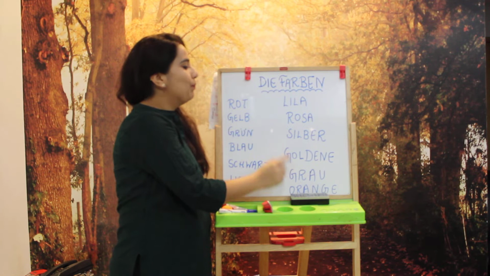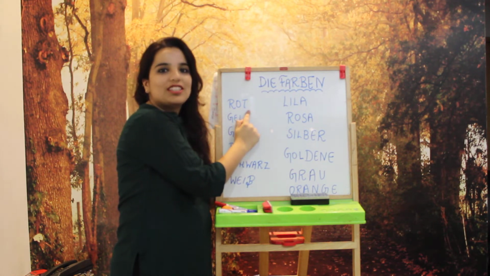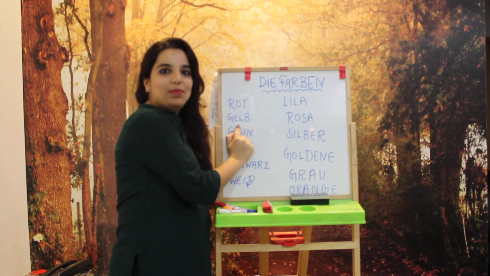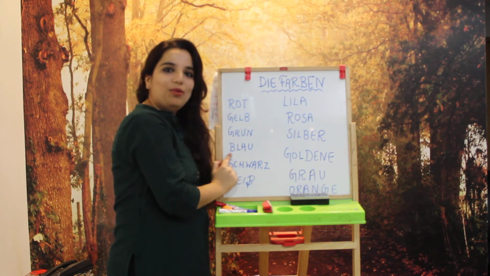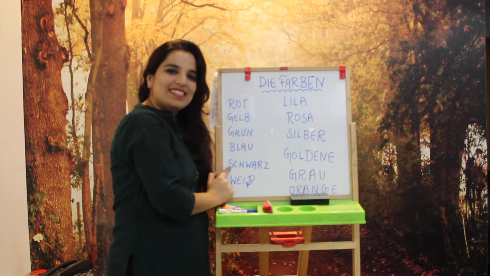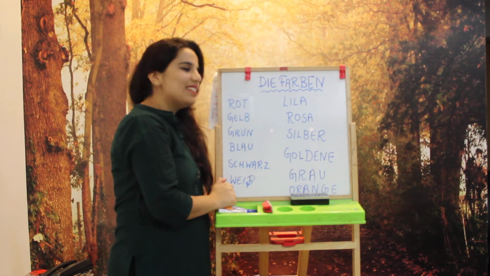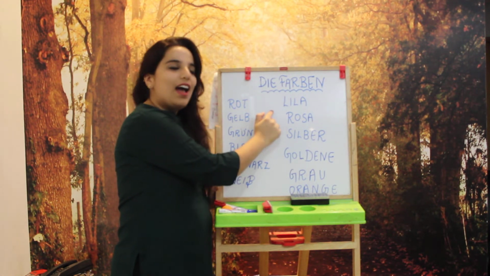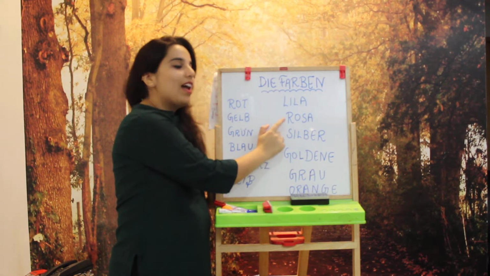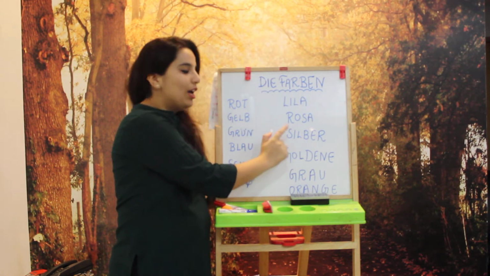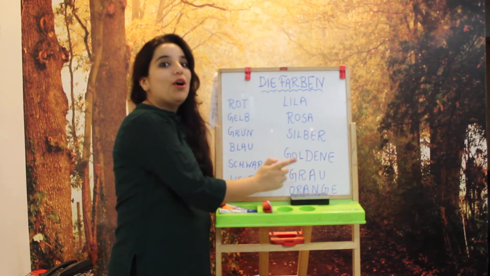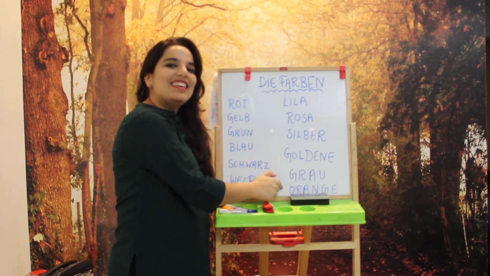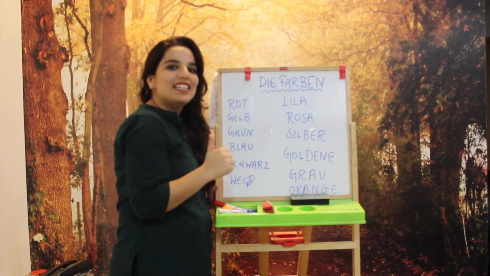I'm repeating. Rot. Gelb. Grün. Blau. Schwarz. Weiß. Lila. Rosa. Silber. Goldene. Grau. Orange. Yeah, you got it.